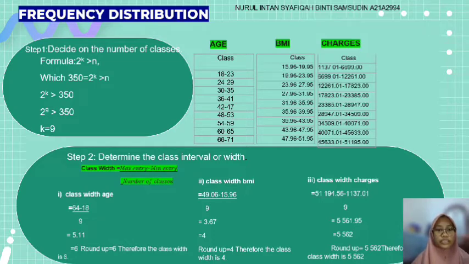Step 1, decide on the number of classes. The formula is 2 to the power of k greater than n. So 2 to the power of 9 is greater than 350, so k equals 9. Step 2, determine the class interval or width. The formula is maximum entry minus minimum entry divided by number of classes. So the class width of age is 6, the class width of BMI is 4, and the class width for charges is 5,592.